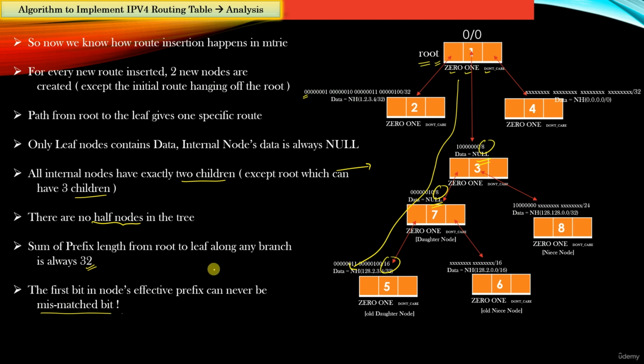So in the route insertion algorithm, you will never encounter a scenario where you would have to split the node at the very first bit in the effective prefix of any node in the mtry. I leave it to your analysis why it is so. Alright.